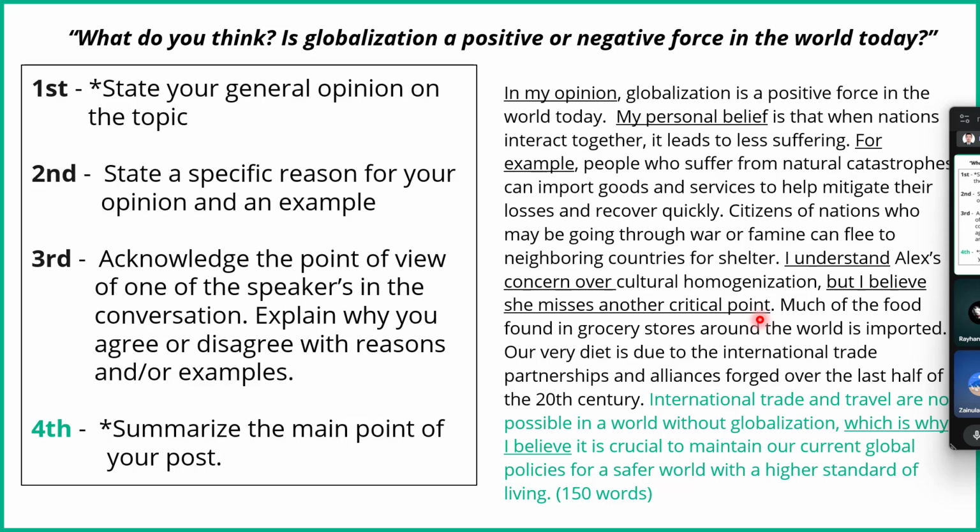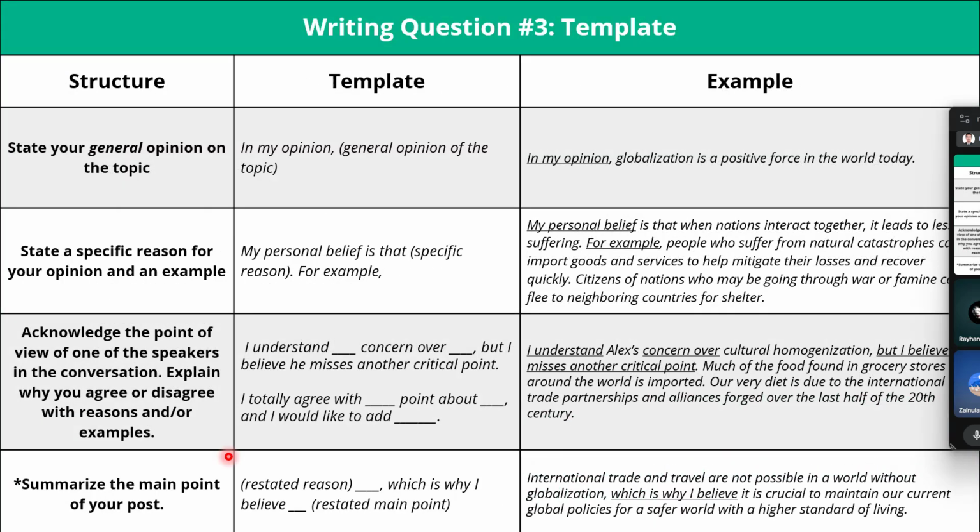So overall, we have got this complete template, and it is around 150 words, and you can do the same thing. Overall, we have these steps: stating a general idea, stating a specific reason and example, making a contribution, and finally summarizing the main points. So this is the overall template for writing such a response. And you can just take a look at this one, and then we'll go to the real test.